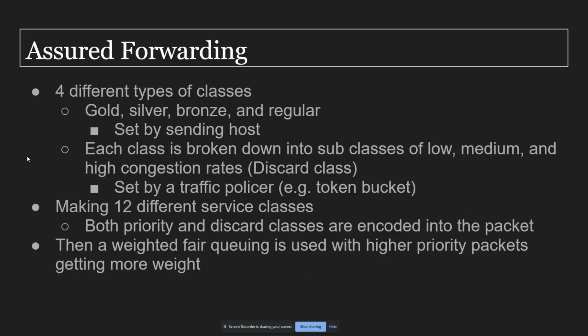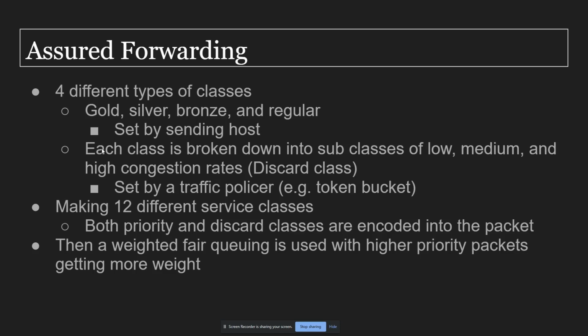Assured forwarding is another type of classification when it comes to differentiated services. In assured forwarding, there are 4 different types of classes: gold, silver, bronze, and regular. These are set by the sending host. These are also known as priority classes.